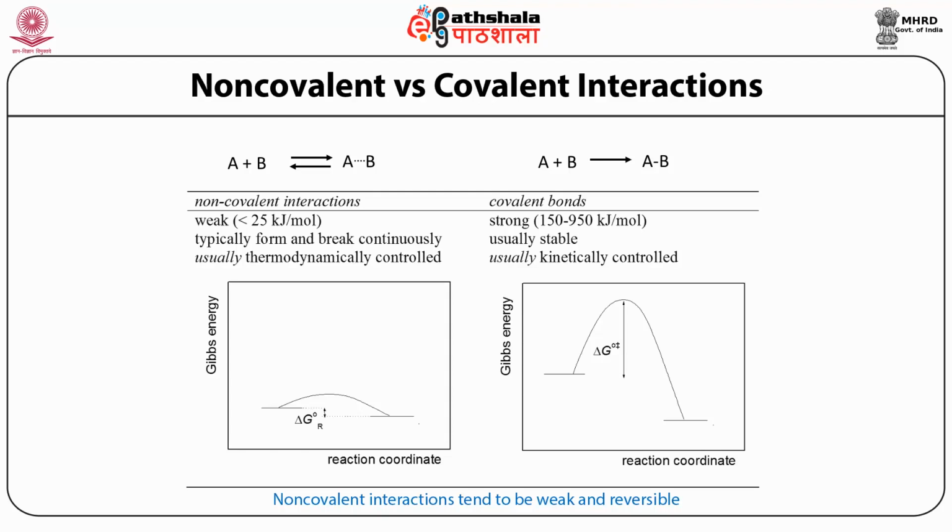But in the case of covalent bond formation, the product formation depends on the activation energy of the starting materials. The free energy diagram of covalent bond formation shows that the product formation is usually kinetically controlled. That means it depends on the free energy of activation, and usually in covalent bond formation, the products are stable in nature. So overall, we can say the non-covalent interactions are weak and reversible in nature.